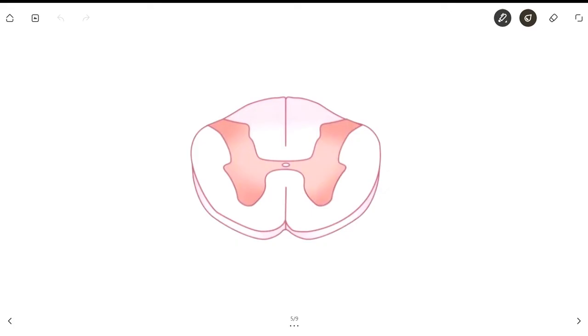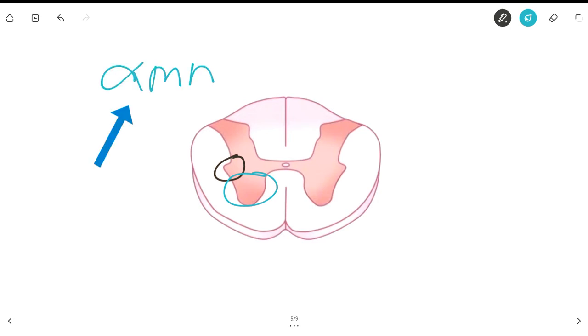So like I said before, your intermediate zone has motor neurons that innervate your visceral organs, and your ventral horn contains somatic motor neurons, which innervate your somatic organs like your skin, bone, muscles, and other soft tissues. So these somatic motor neurons are called alpha motor neurons. This is how we abbreviate them. And the alpha motor neuron kind of looks like a ninja star with a tail. So that's how an alpha motor neuron looks.